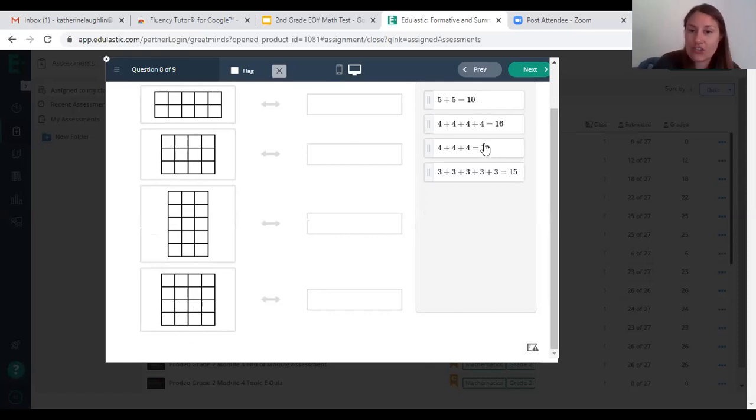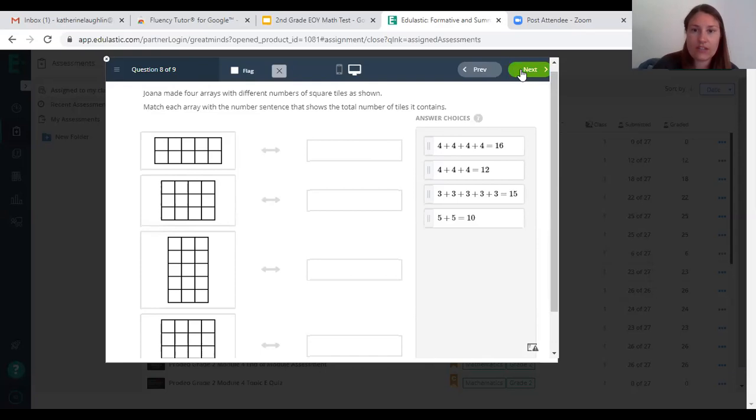And you're going to match one of these number sentences, these repeated addition equations, with each array. So you're going to use each one time. Make sure that you're dragging it where you think it goes, okay? Click next again.